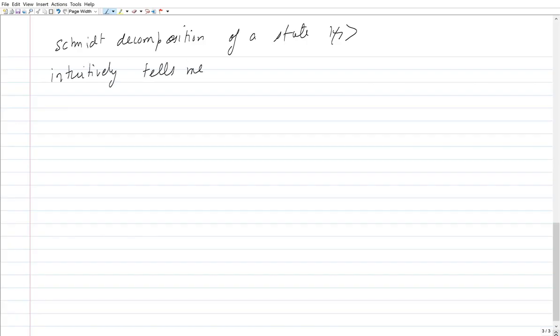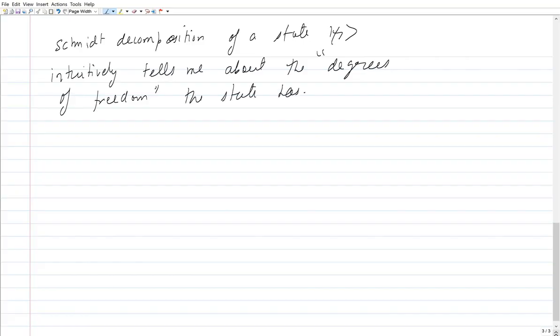So the Schmidt decomposition of a state psi intuitively tells me about the degrees of freedom the state has, or in other words, how close is it to a product state, how many independent parameters I would necessarily need in the Schmidt decomposition to express the state.